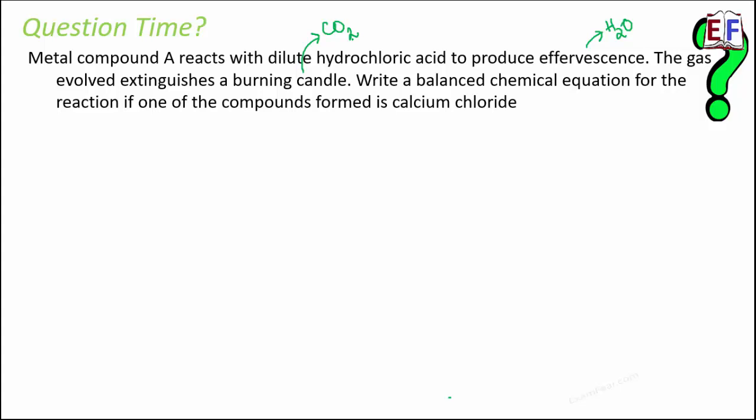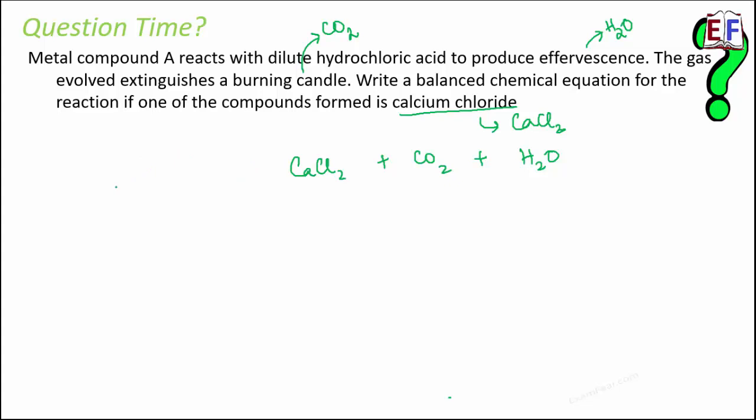Write a balanced chemical equation for the reaction if one of the compounds formed is calcium chloride. So you also know that one of the products is calcium chloride. So I think we more or less know all the products. So all the products are calcium chloride plus carbon dioxide plus H2O. So these are my products.